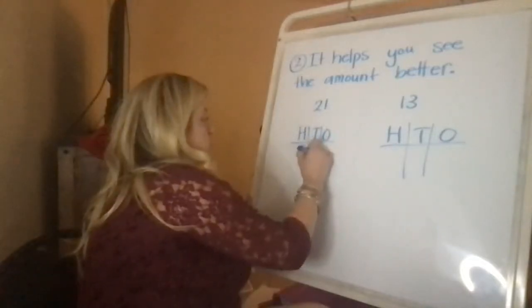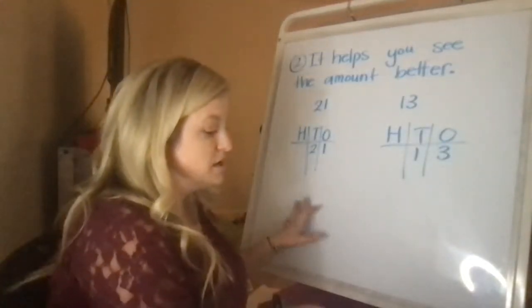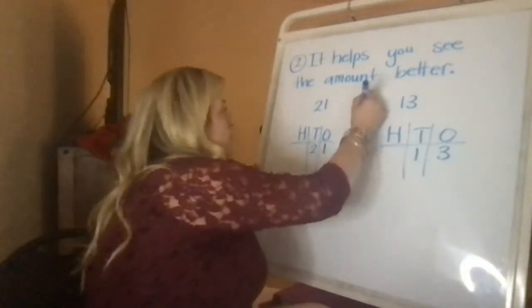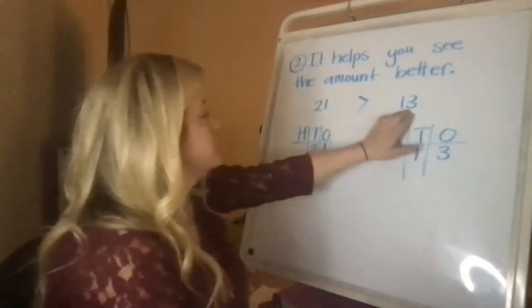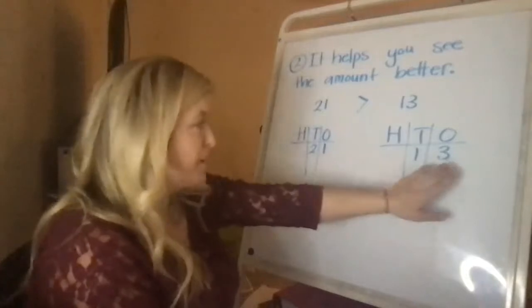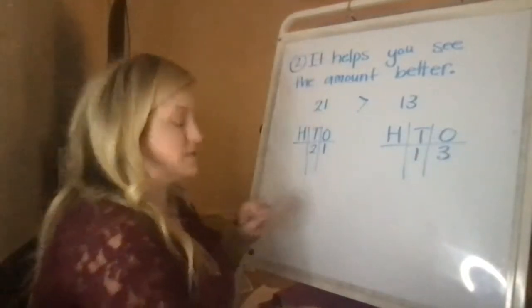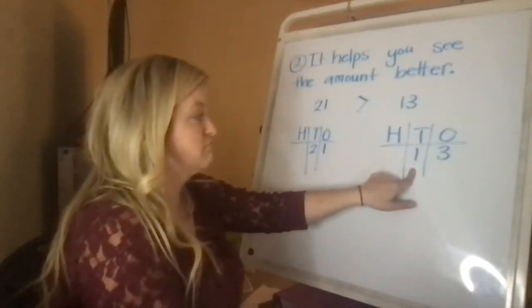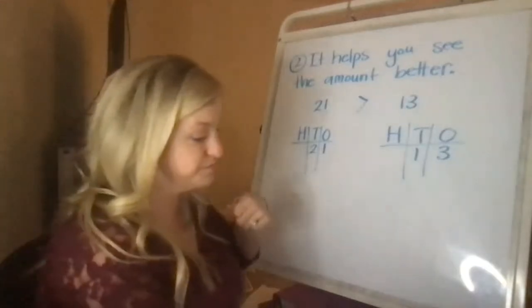Plug those numbers in. 21, 1, 3. I can clearly see that my 21 is going to be greater than 13 because I have 2 10s here and here I only have 1. I may have more 1s here, but it takes a lot more 1s to beat these 10s. And every time you get 10 1s, they turn into a group of 10. Every time you get 10 10s, it turns into a group of 100.